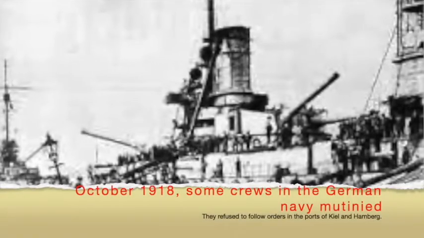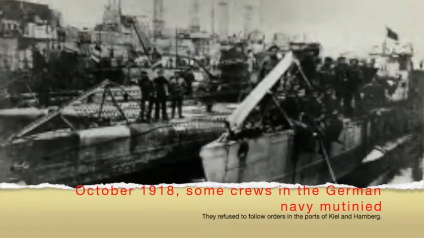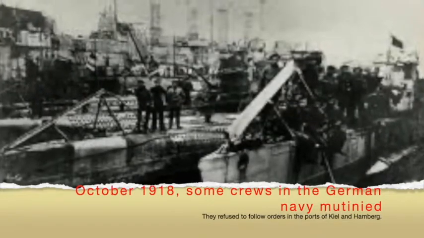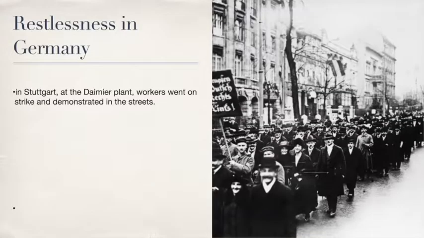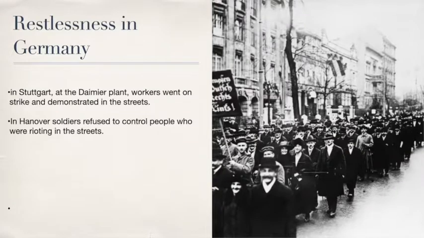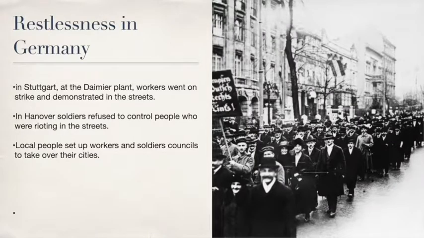In October 1918, crews in the German Navy mutinied. They refused to follow orders in the ports of Kiel and Hamburg. In Stuttgart, at the Daimler plant, workers went on strike and demonstrated in the streets. In Hanover, soldiers refused to control the people who were rioting, and local people set up workers' and soldiers' councils to take over their cities.